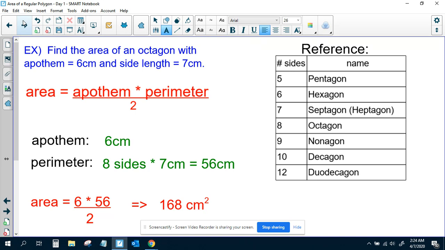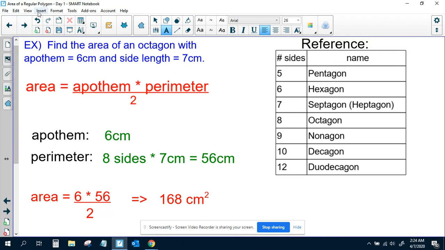Now that we have our two pieces of information, the apothem and the perimeter, we plug those into our formula. So 6 times 56 divided by 2 gives us 168 square centimeters. Remember, when we put our labels in and talk about area, it's always square units, so centimeters squared in this instance.